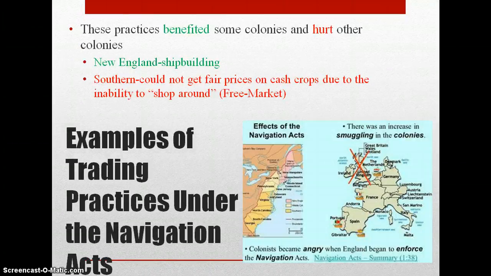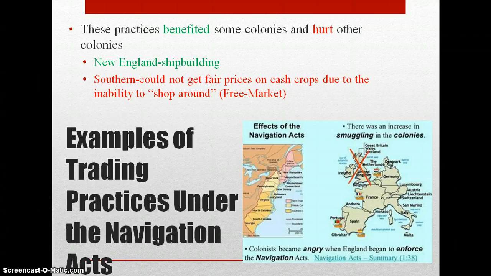These practices are going to benefit some colonies, but they're going to hurt others. In New England, it is very, very beneficial for your shipbuilders because you can only use British or British colony-made ships in your trade. But your southern colonies do not get fair prices on their cash crops because they are not able to shop around. They don't have a free market to say, hey, we'll sell this to France, we'll sell this to Spain, and vary your prices based on that. So it does not really benefit your southern colonies.